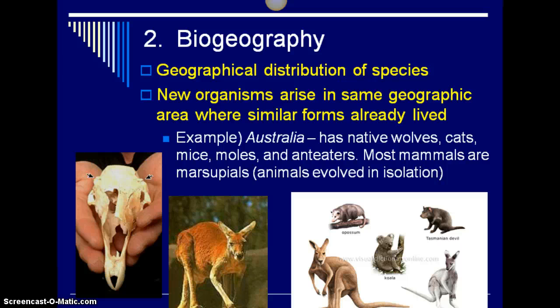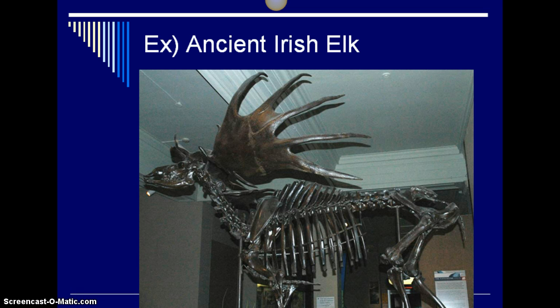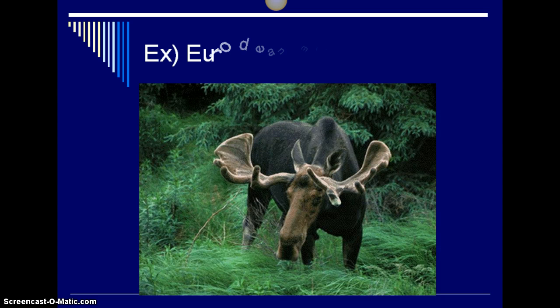Some examples: Australia has native wolves, cats, mice, moles, and anteaters. Most mammals are marsupials. And so in this case, we're seeing how even from the original forms that we're finding in fossil record or bone structure are very similar to what we see today. They're just kind of transitions from what we used to see or what used to be here. Just to show you a picture of an ancient Irish elk, similar to the elk we have today, but slightly different to the European elk.